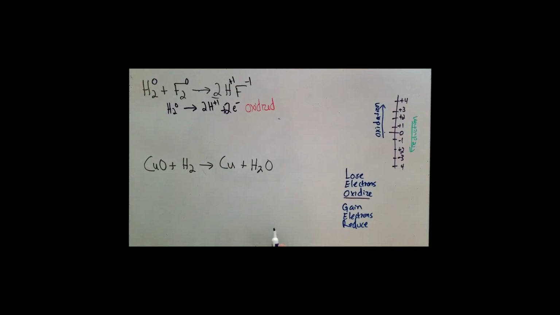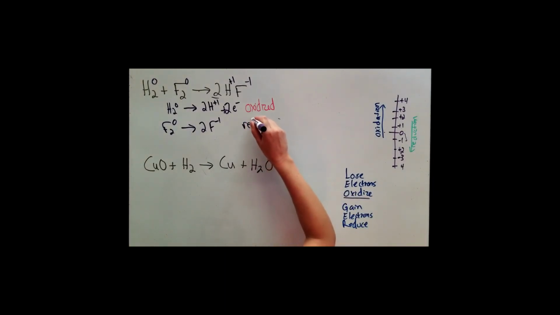All right, well, now we're going to look at fluorine. Obviously, since they happen in pairs, fluorine's going to be reduced. But let's do the work to make sure. Fluorine is neutral on the reactant side, and it goes to be 2 fluorine anions on the product side. So it goes from a 0 to a -1. On my number line, I'm going down the number line. If I'm going down, I'm being reduced. So it is in fact reduced.